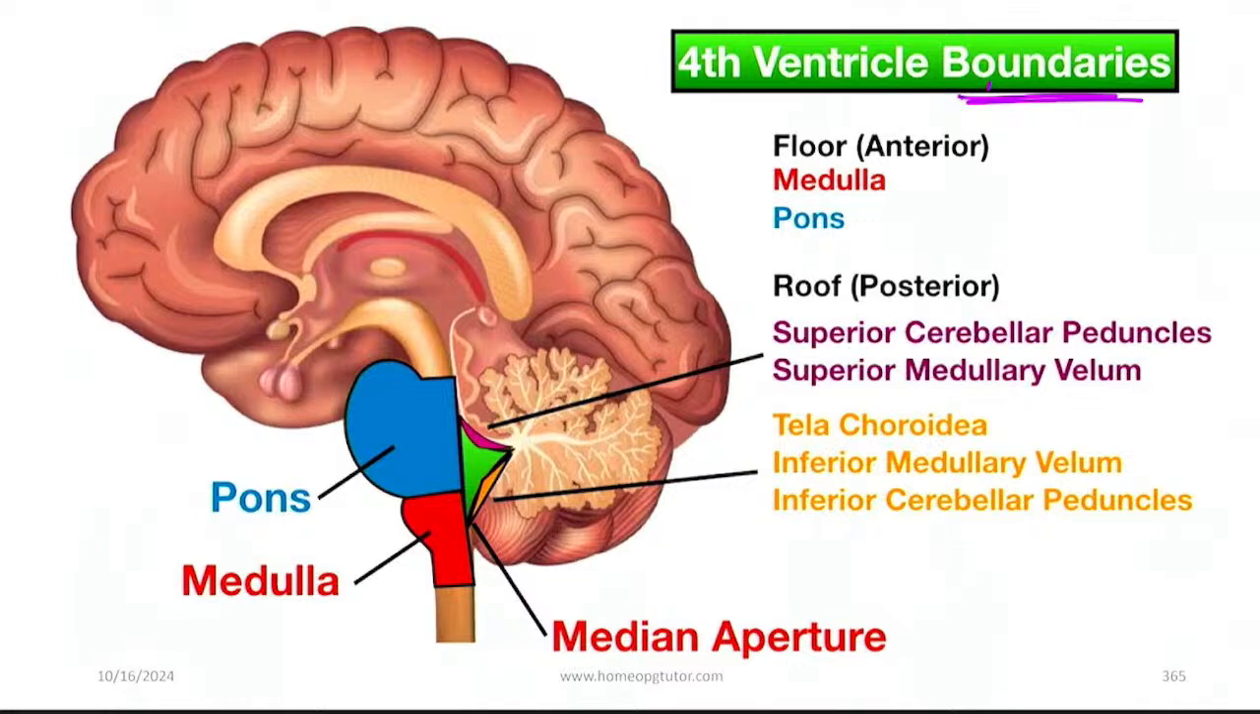Similarly, the roof: what is there behind the pons and medulla? We have our cerebellum. What connects the brainstem to the cerebellum? The cerebellar peduncle, right? We have a superior and inferior cerebellar peduncle, and other than that we have a medullary velum, inferior and superior. These are the boundaries of the fourth ventricle. Anteriorly is the floor, which has the medulla and pons, and posteriorly we have the superior and inferior cerebellar peduncles.